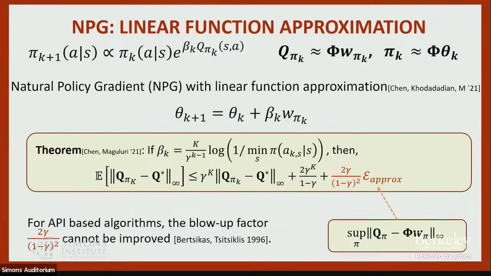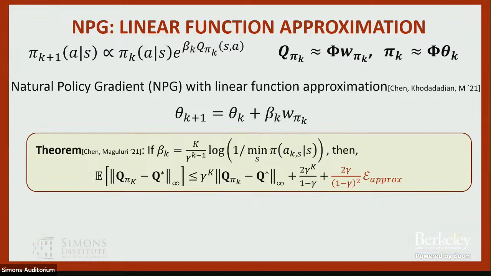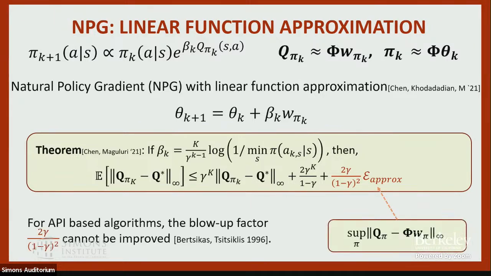Yes. You have the approximation error for the Q function. Does the approximation for the policy play a role? Not quite. It doesn't come up directly, but I'm using the same feature vectors for both policy and Q. So in some sense, that is taken care of. That's one way of thinking about it.